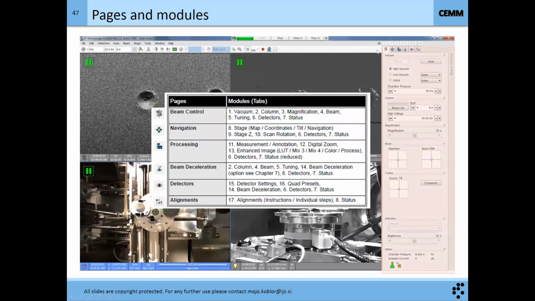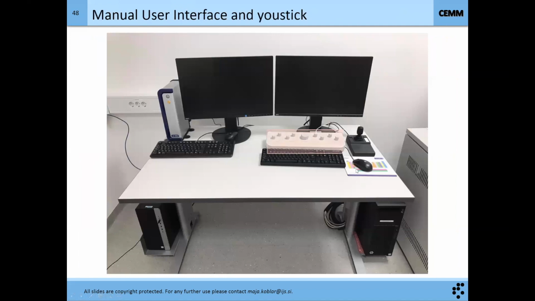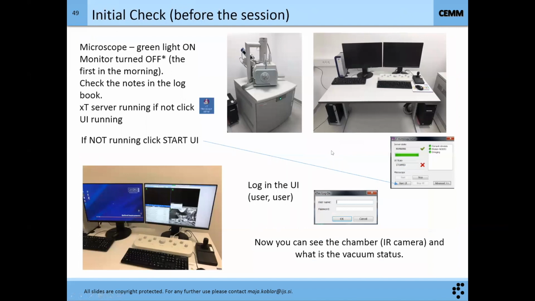The 6 modules that we explained are explained here. So here we have the alignments, but it's really easy to find. For those who are used to the JEOL system, you have the joystick and the manual user interface. But for others, you will use the mouse.